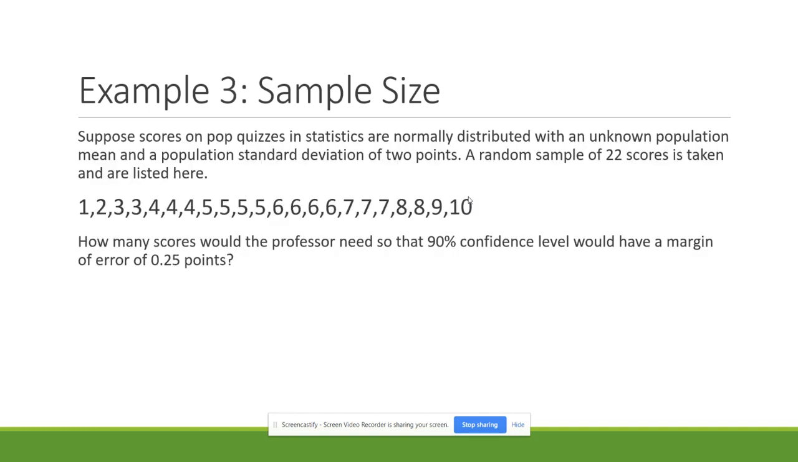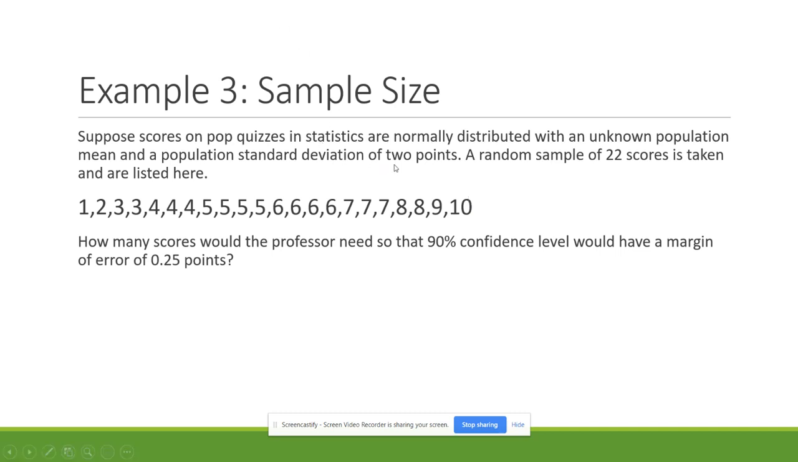So let's do, here's another one. Example 3. I'm given sample data, and I haven't seen that before. So what do I need to do? Okay, this is like the other one we did in Z interval. Suppose scores on pop quizzes in statistics are normally distributed with an unknown population mean and a population standard deviation of 2 points. Here's a random sample of 22 scores that's taken. How many scores would I need so that the 90% confidence level would have a margin of error of 0.25? Well, I'm glad that I have the sample data, but that's not what these questions are asking. These questions are different. Even though I have a sample, I want to know if my sample is large enough.